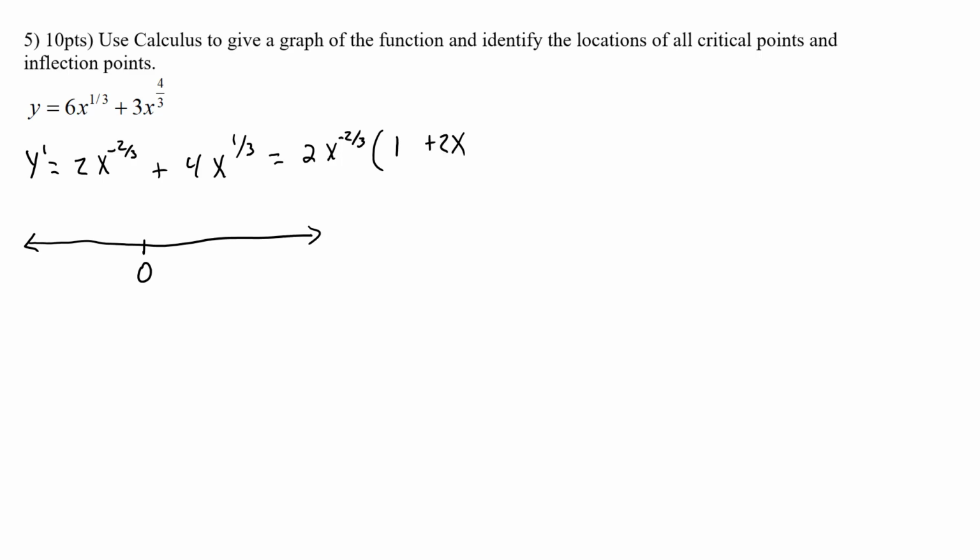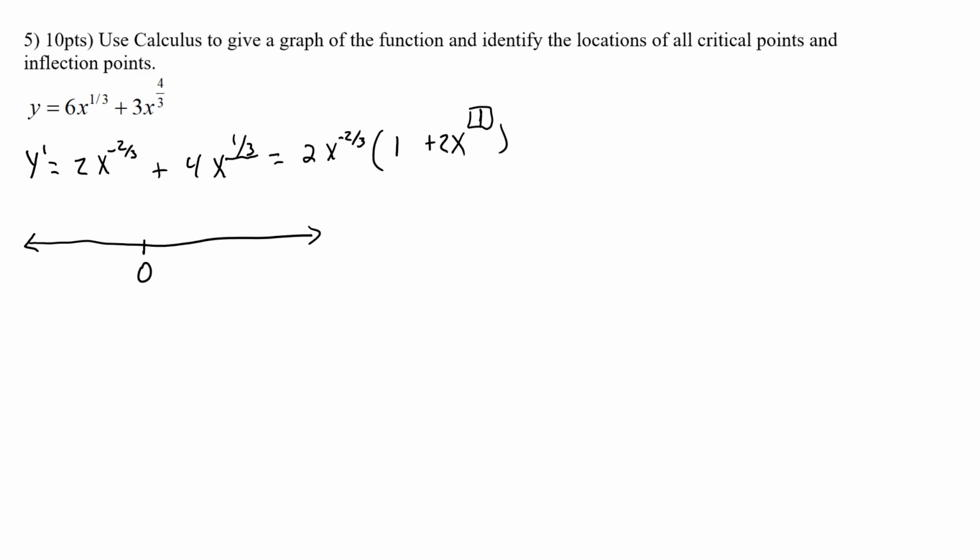And then what exponent do I need there? Well, this negative 2/3 plus whatever exponent I put here needs to give me 1/3. And so that would be 3/3, which is 1. If you back distribute, the 2x to the negative 2/3 times the 1 is the 2x to the negative 2/3. The 2x to the negative 2/3 times the 2x to the 1, you would multiply the 2 and the 2 to get the 4, and you would add the exponents. Negative 2/3 plus 1 is 1/3.